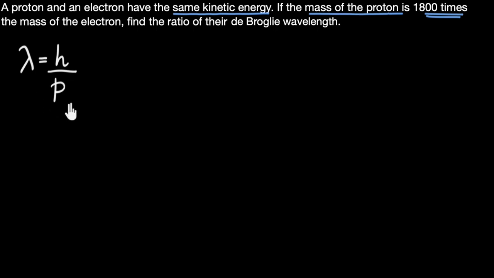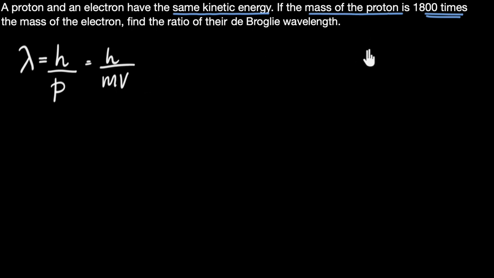So I want to get rid of momentum and bring in mass and kinetic energy. How do I do that? We know what momentum is. It is h divided by, momentum is m times v. So we brought mass into the picture, so that's good. But we don't want velocity. We're not given any information about velocity. We are given kinetic energy. Can I somehow get rid of velocity and bring kinetic energy into the picture? I think we can. And I want you to try to do this yourself first before we do it together.